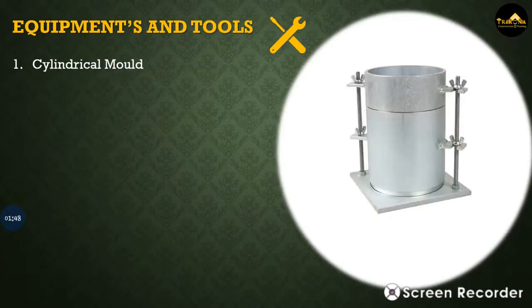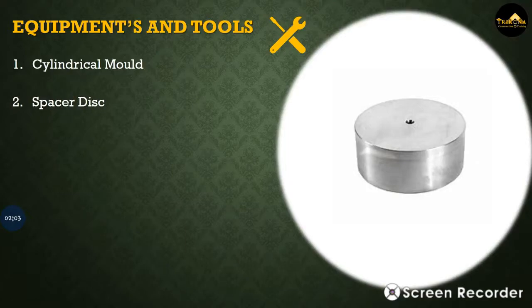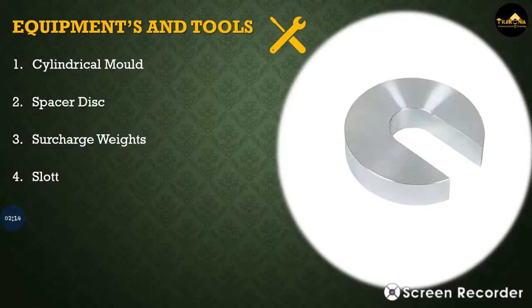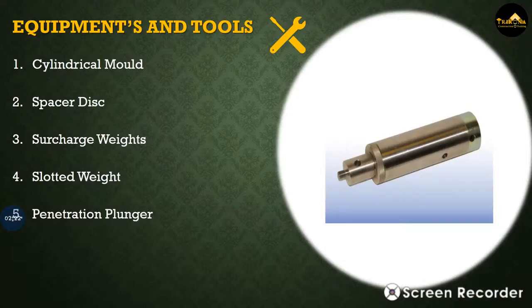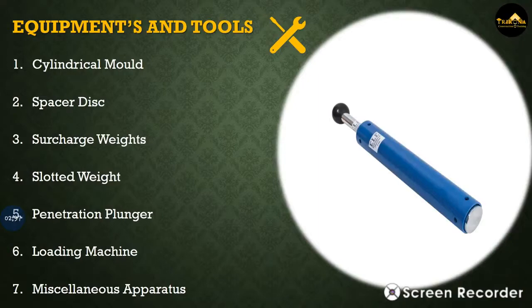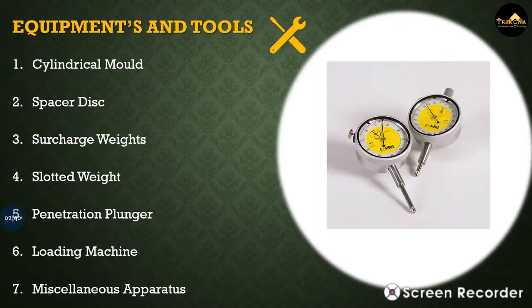For the equipment and tools, first is the cylindrical mold. Next is a spacer disc. Next are surcharge weights and slotted weights. Another equipment is the penetration plunger and the loading machine. Also, we have other miscellaneous apparatus to be used in the CBR test.